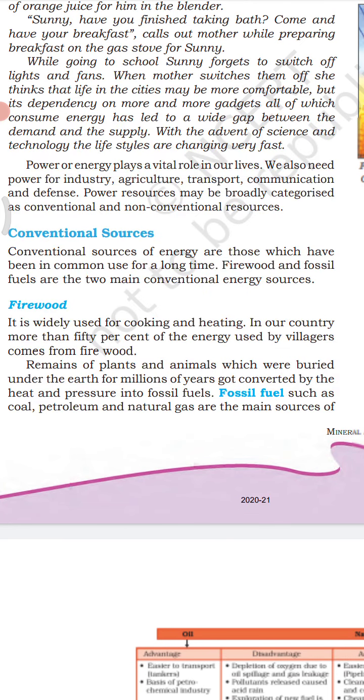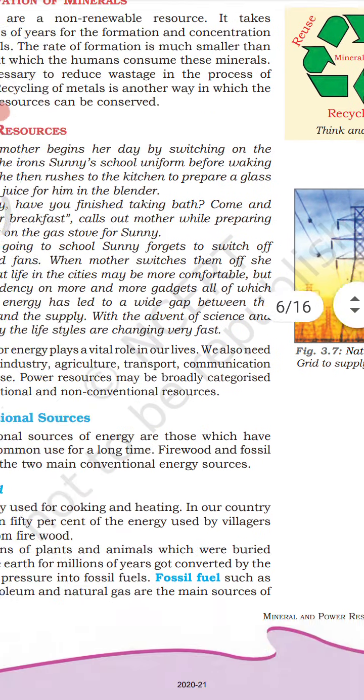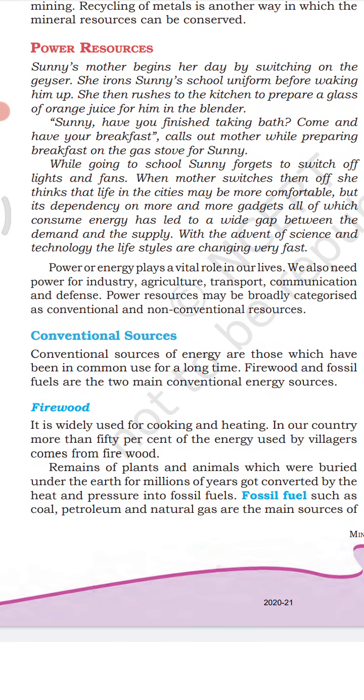Remains of plants and animals which were buried under the earth for millions of years got converted by heat and pressure into fossil fuels. Fossil fuels such as coal, petroleum, and natural gas are the main sources of energy. So what are fossil fuels? The remains of plants and animals which have been buried under the earth's surface for millions of years got converted into fuels due to heat and pressure.